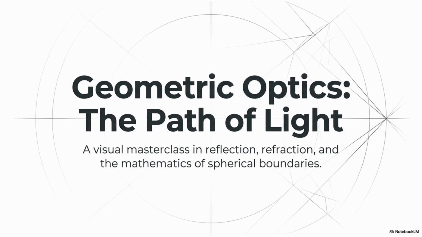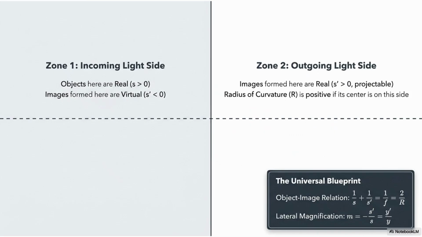So, to understand where these lines of light are going, we really need a map of the territory, right? Which brings us to slide two. Setting the stage. Right, setting the stage. The two zones. This slide divides the entire optical universe into two distinct sides. Yeah, you have zone one, which is the incoming light side, and then zone two, which is the outgoing light side.